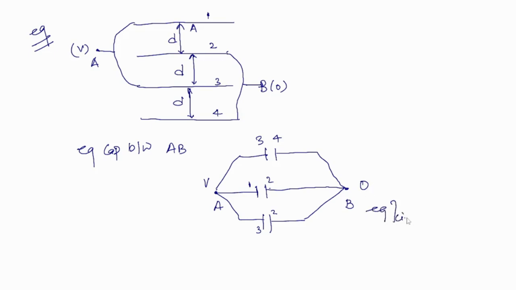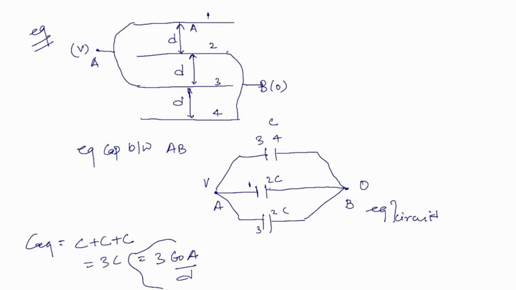Now you can easily find the equivalent capacitance. Suppose each capacitance is C, C, C, since they are all equidistant and have the same area. So your equivalent capacitance will be C plus C plus C, that means 3C. And C will be epsilon naught A by D. So this will be your equivalent capacitance, 3 epsilon naught A by D. Now I am giving you one more problem.